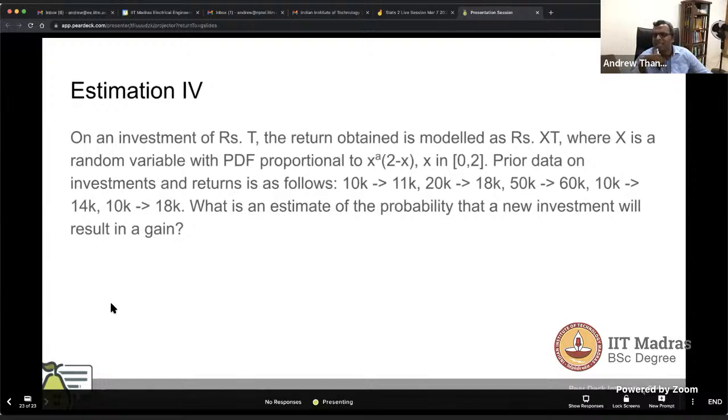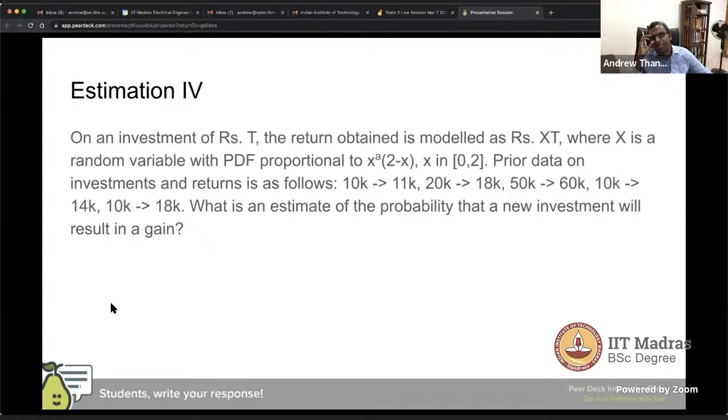So here's the next one. It's a slightly more complicated setup. I hope I haven't goofed up here. I think it looks okay. It should be valid. X power a. So there's a parameter a here, and I hope the question is clear. There is some return on some investment that someone wants to model probabilistically, and they're using this distribution. The factor is a multiplicative factor on the investment, and it could go from 0 to 2, and there's a distribution of x power a into 2 minus x.